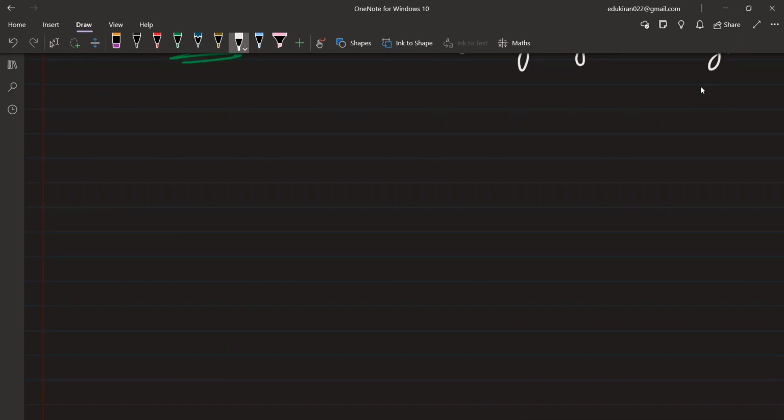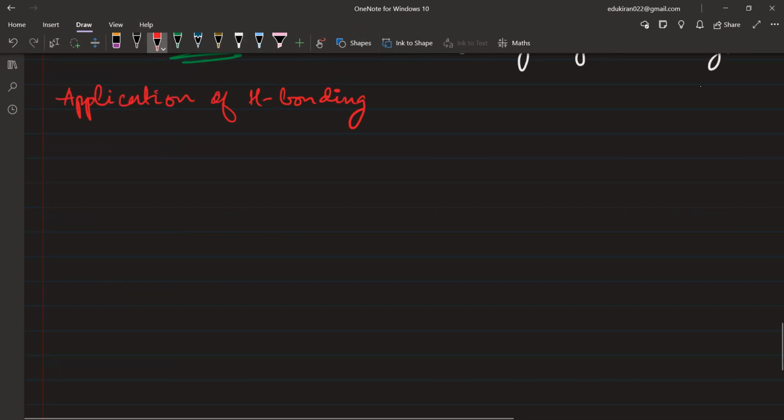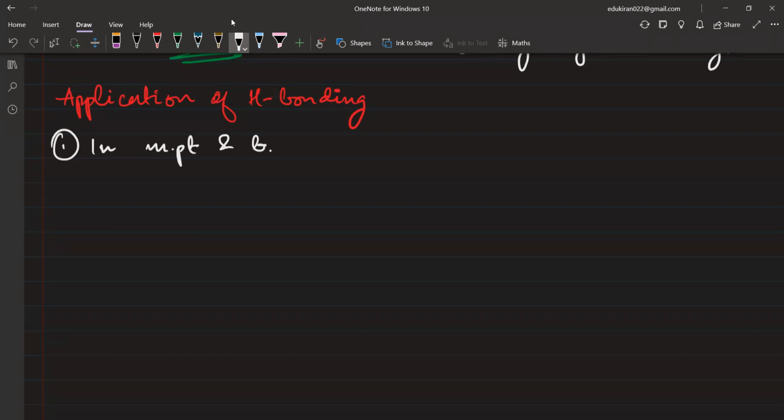Please write with me. Application of hydrogen bonding. First of all, in melting point and boiling point. Number one. See, if you are having hydrogen bond, then what is going to happen? Then the attractive forces are very high and they are going to melt and boil at high temperature.